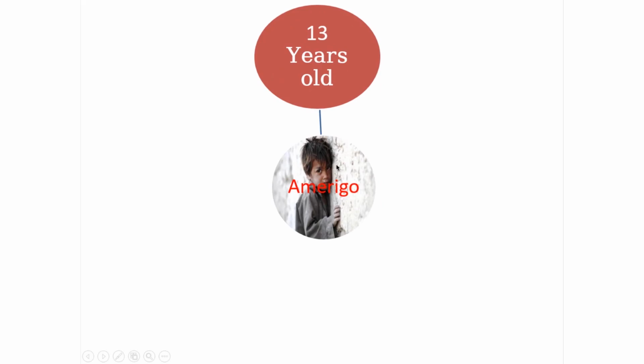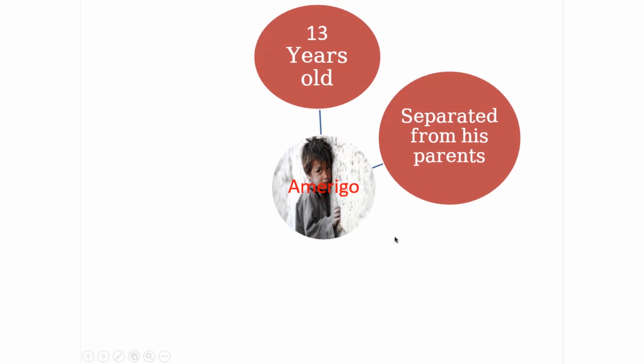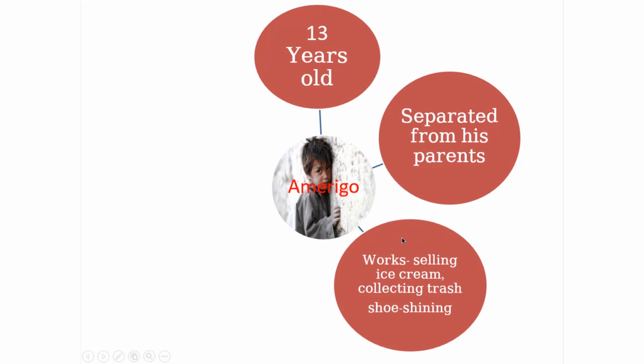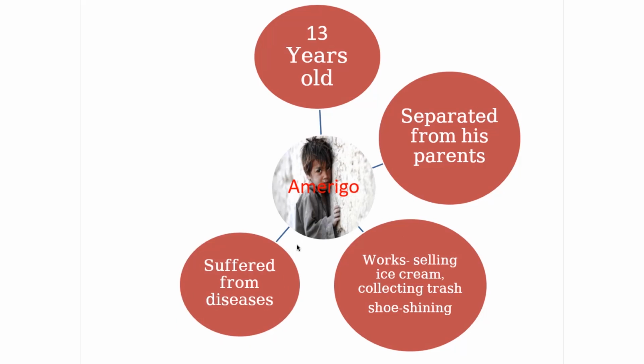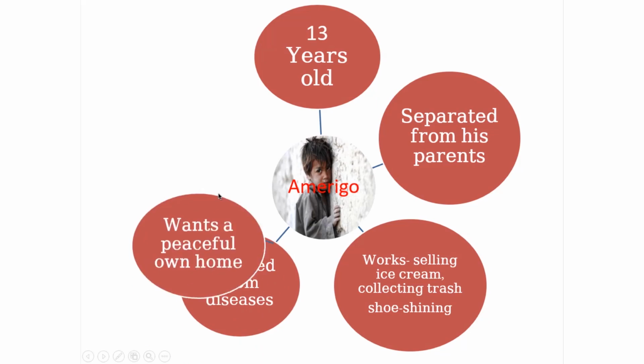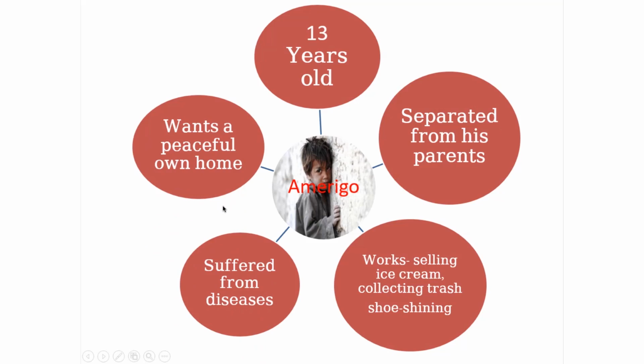So I'd like to give you some ideas about Amerigo's life in short. This is Amerigo, the child. He is 13 years old. His parents are separated, and finally, he is also separated from his parents. He started working, selling ice cream, collecting trash, shoe shining, and he suffered from disease. Now, one dream: Amerigo wants to lead a peaceful life in a peaceful home of his own.